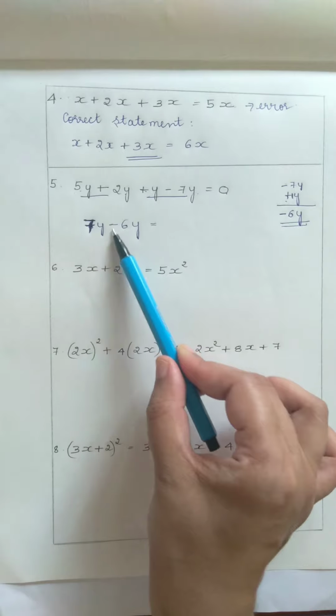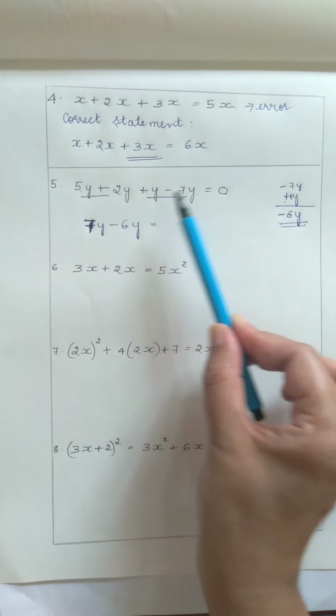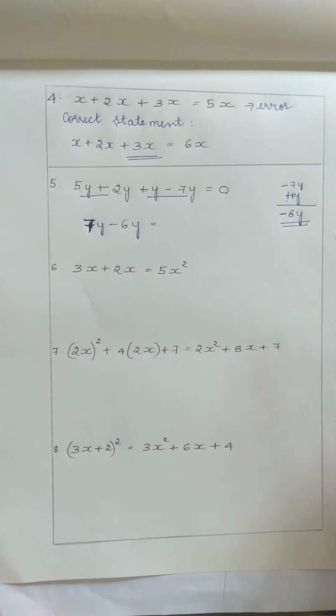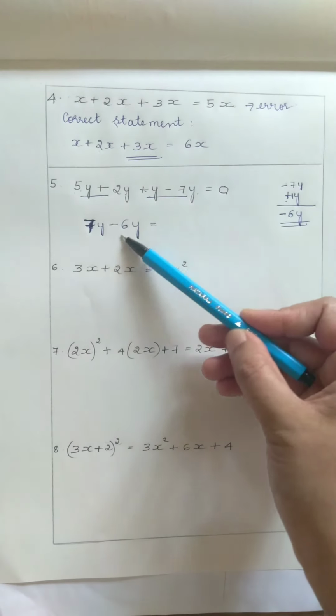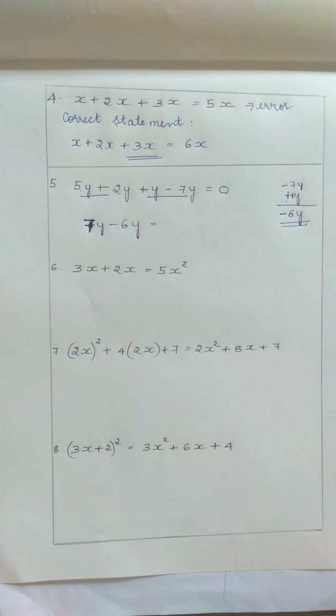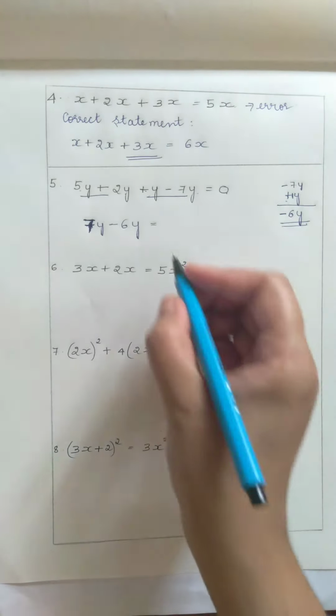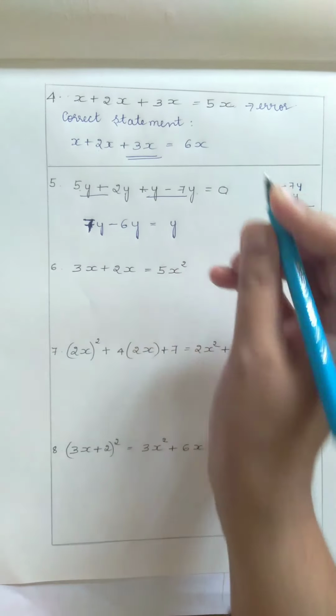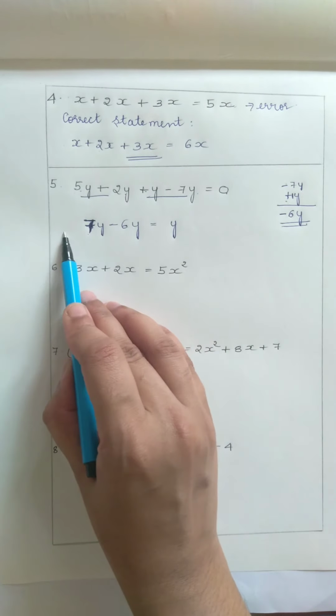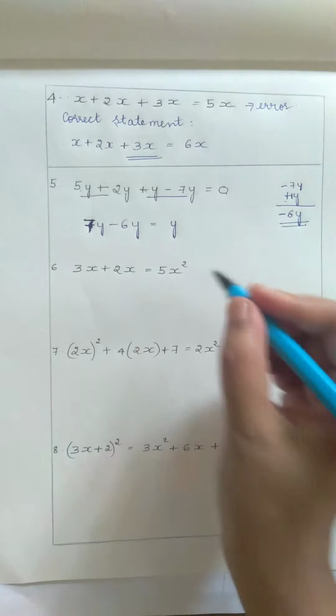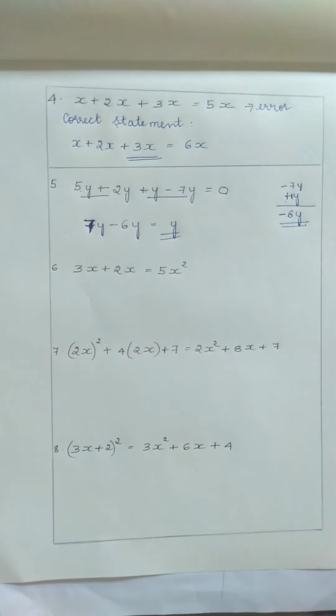Therefore, it is 7y. Then plus y minus 7y. When you simplify in this way, you will get minus 6y. So, plus 7y minus 6y. Different signs. When you have a minus and a positive sign, you need to subtract. So, 7 minus 6. The answer will be equal to y, and the sign of the bigger number is positive. So the final answer will be equal to y.